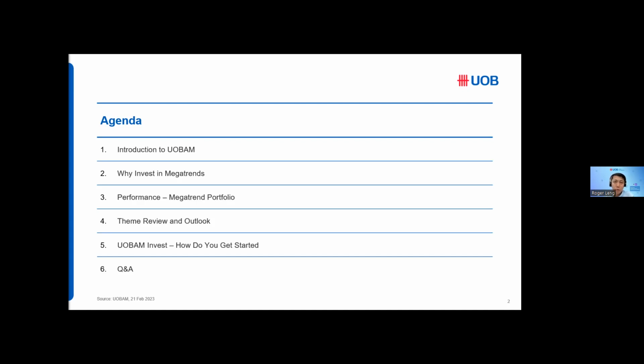At the same time, we do have our portfolio already done up since September last year. And from there, he will run through the performance of the portfolio. He will also go through the individual themes review and outlook going into 2023. And we'll end off with going through our UOBAM Invest app itself, how do you get started?